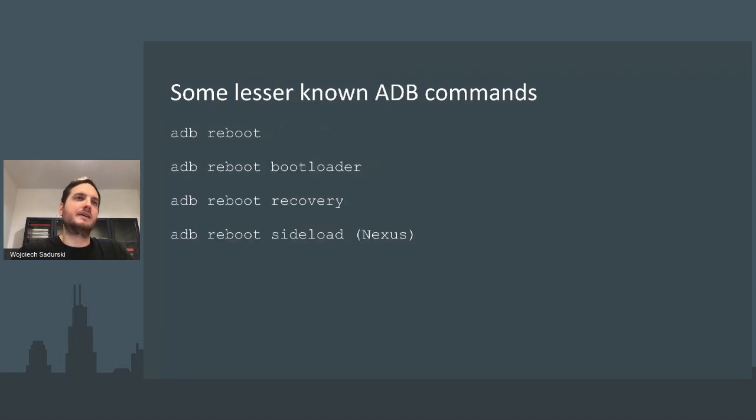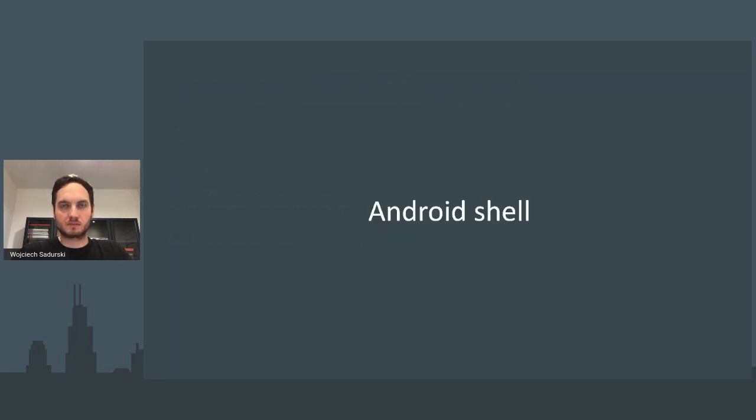Now, you can reboot your device in many different modes. You can just reboot it. You can reboot to bootloader. You can reboot it to recovery if you want to, for any reason. And you can reboot your device to sideload. This is specific to the Nexus line of devices, where you can download the system image from Google's website and just put it on your device using the sideload method.